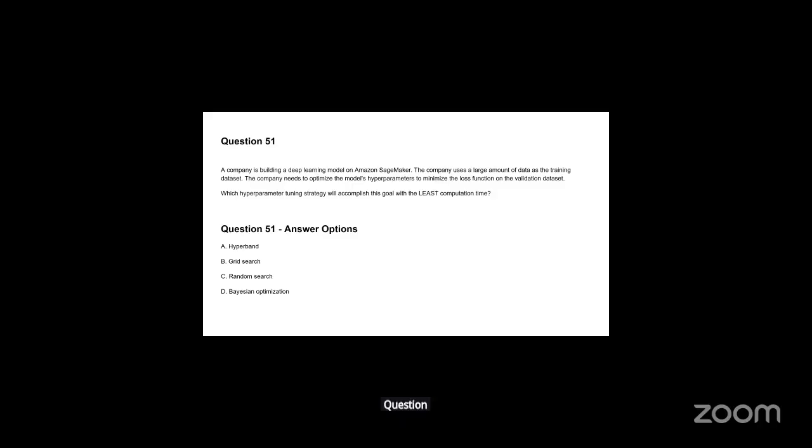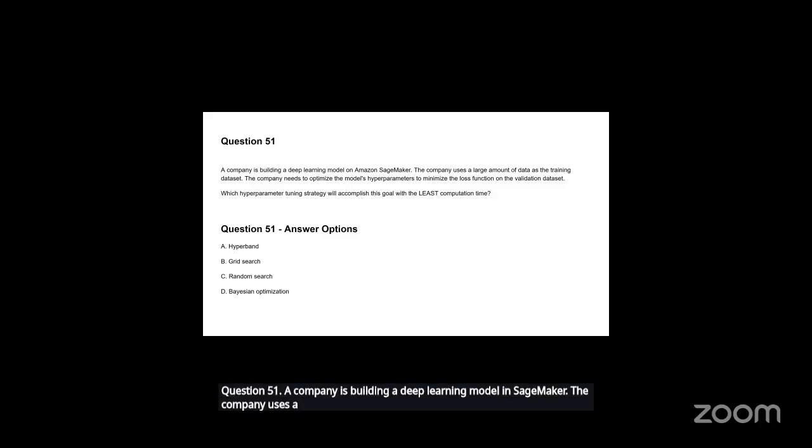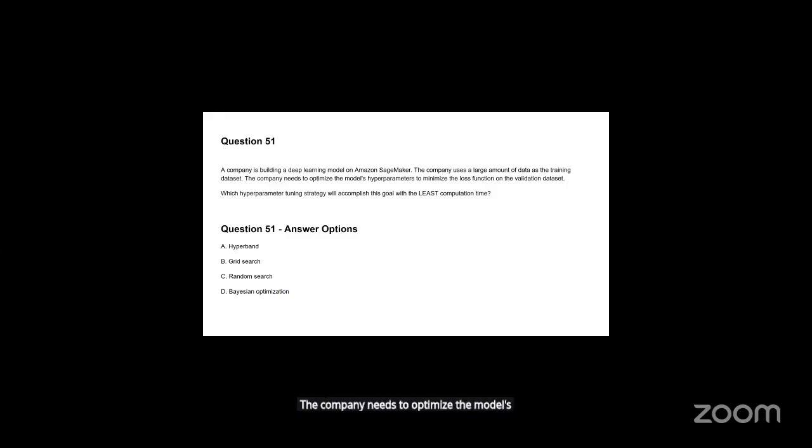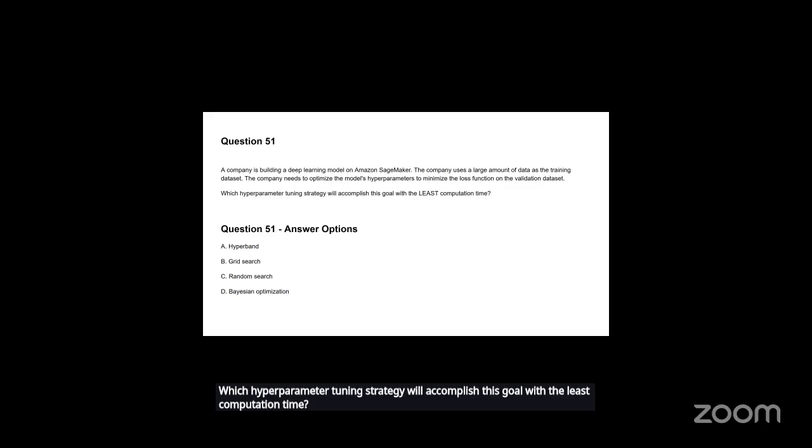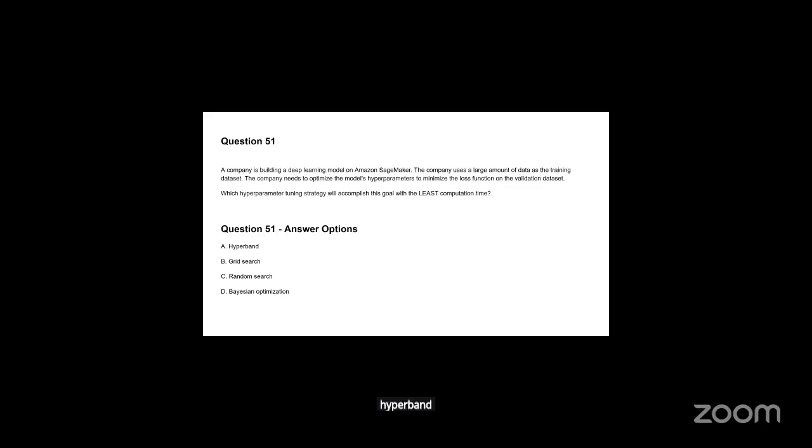Question 51. A company is building a deep learning model in SageMaker. The company uses a large amount of data as a training data set. The company needs to optimize the model's hyperparameters to minimize the loss function on the validation data set. Which hyperparameter tuning strategy will accomplish this goal with the least computation time? Hyperband, grid search, random search, Bayesian optimization.